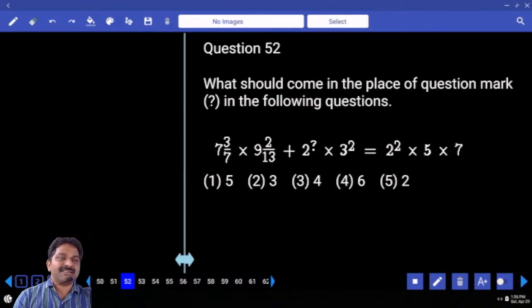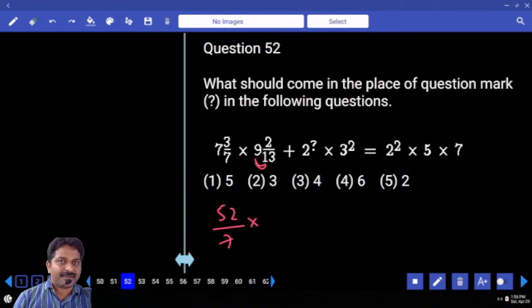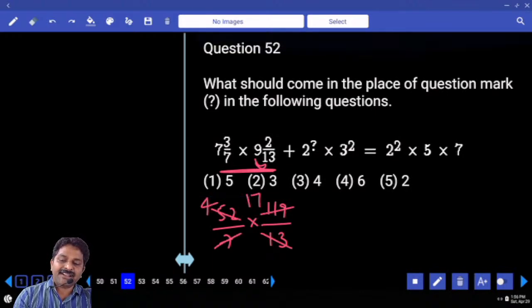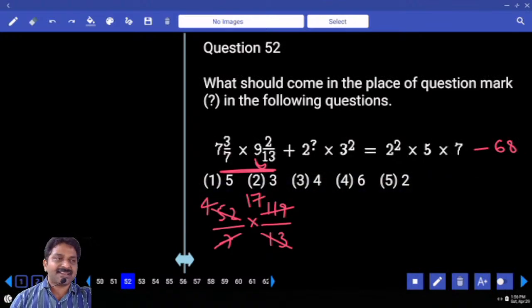7 3 by 7. 52 by 7 into 9 2 by 13. 9 13 times. 10 times minus 1 time 117 plus 2 119 by 13. Let's complete this and we'll take this number to right hand side. Is that okay? 13 4 times 7 17 times 4 17s 68. 68 goes to the other side and becomes minus 68.